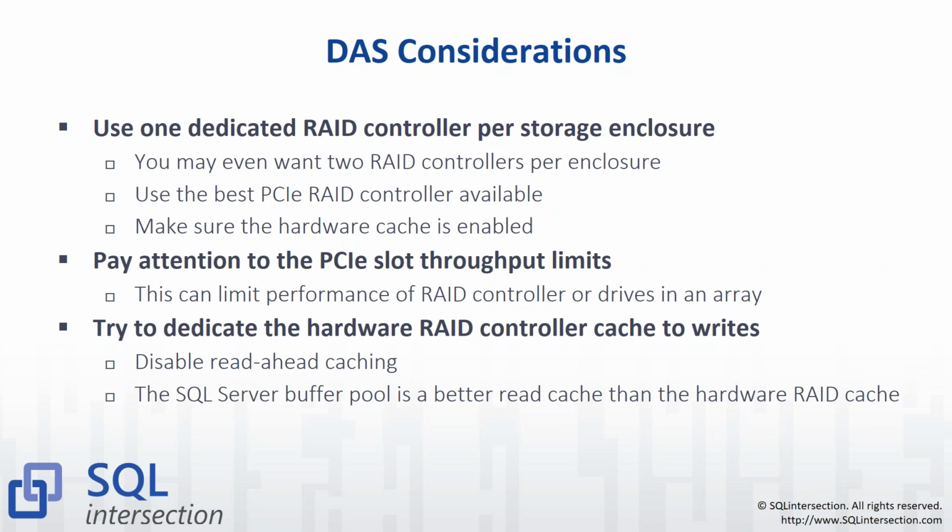And then you want to make sure that you've got your RAID controller in the correct PCIe slot and be aware of what that PCIe slot can do. And we'll get into that in a couple slides here. And then finally, you want to try to dedicate your hardware RAID controller cache to writes instead of reads, because the SQL Server buffer pool is your read cache. And your problem is writing to magnetic drives especially. So the way you can control this with most RAID controllers is to disable read-ahead caching, and that'll let it use that small amount of hardware cache for writes instead of reads.